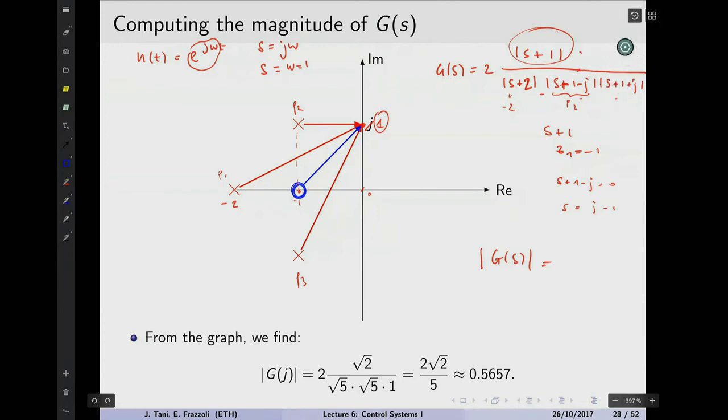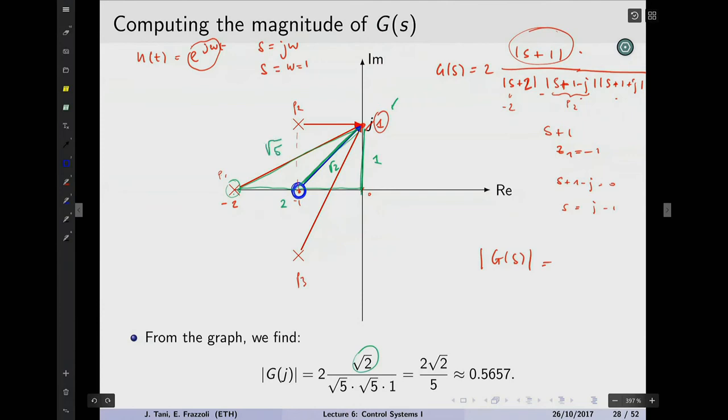So let's see. This is a 1, this is a 1. So if we consider this triangle here, what's the length of this? It must be root of 2, right? And in fact, here it is. Now let's look at the contribution of the first pole. We had the pole at minus 2. We are asking ourselves, what's the contribution of this term if we send a sine wave with 1 as s on the imaginary axis? Well, you just consider this other triangle here. This is 1, this is 2. So what's the length of this? Well, it's root of 5, because it's 2 squared plus 1 squared.